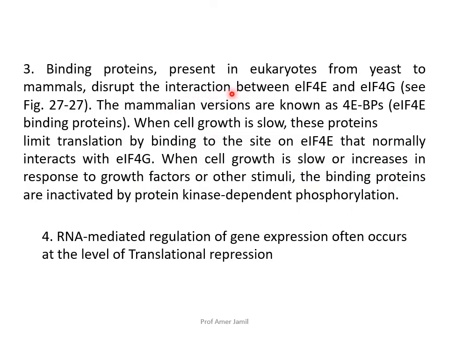Binding proteins present in eukaryotes from yeast to mammals disrupt the interaction between these eukaryotic initiation factors, and these are the mammalian versions. When cell growth is slow, these proteins limit translation by binding to the site on eukaryotic initiation factor 4E that normally interacts with eIF4G. So when cell growth increases in response to growth factor or other stimuli, the binding proteins are inactivated by protein kinase dependent phosphorylation.